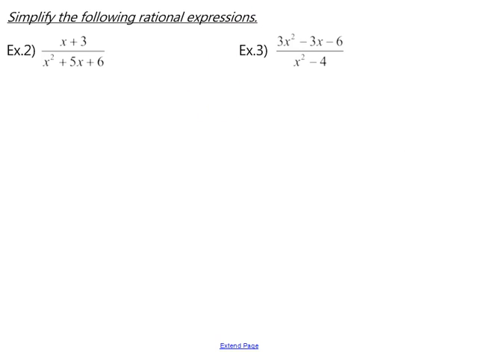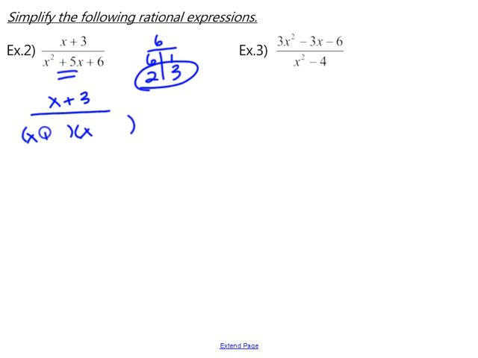Let's work out a couple more examples. In this next one, again, in the numerator there's nothing that we can simplify, so we'll just leave that. In the denominator we have a trinomial, so we want to factor that into two binomials. So our first terms are x and x. We want the factors of positive 6, which is 6 and 1, 2 and 3. And remember, they need to add up to positive 5. So we're going to take positive 2 and positive 3.